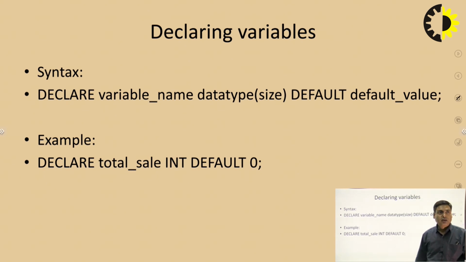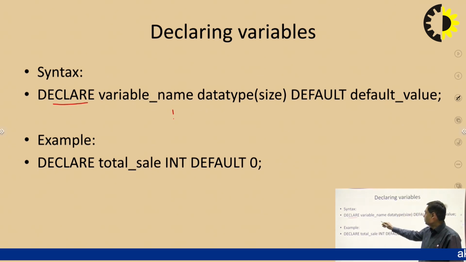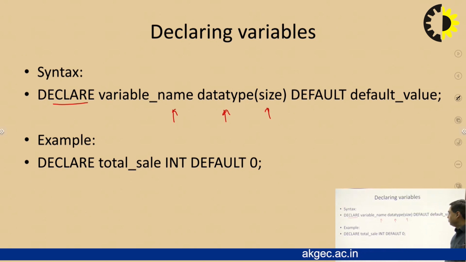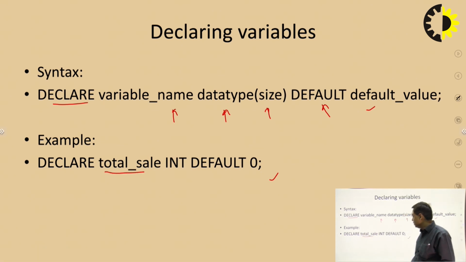Next, we can create variables in the procedure also. To create a variable, the syntax is to use the keyword declare, then give the name of the variable, then define the data type and its size, and we can also give a default value at the time of creating the variable. Here the default keyword is written; you can give any default value. This is an example. We have given the variable name total sale, and we declare it with the declare keyword. The type of this variable is int, and we have given the default value 0. So we have created a variable total sale of type integer, and its default value is 0.